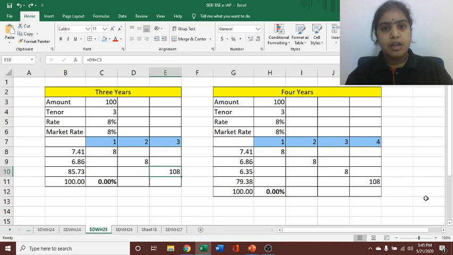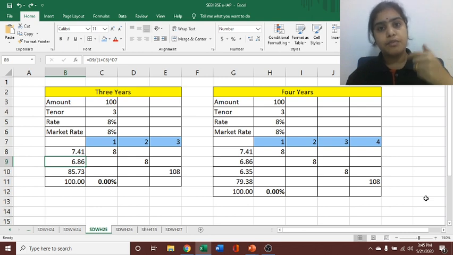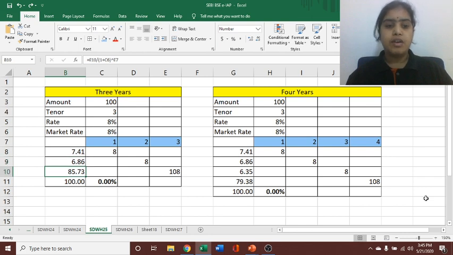What is the definition of a bond? It is the sum of the present value of all future cash flow. This is a future cash flow. We will try to find out the present value. The present value of this 8 rupees which you are going to get after 1 year: you have to invest 7.41 rupees. The present value of 8 rupees which you will receive after 2 years is 6.86 rupees, and you have to invest 85.73 rupees today at the rate of 8% to receive 108 after 3 years. So this is the present value of this 8, 8 and 108.